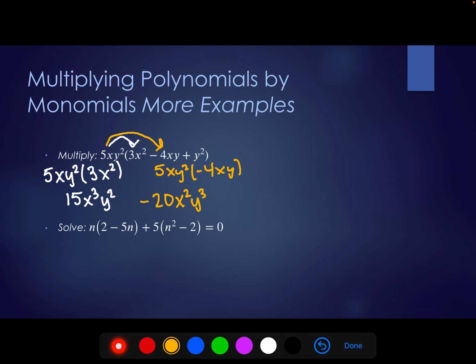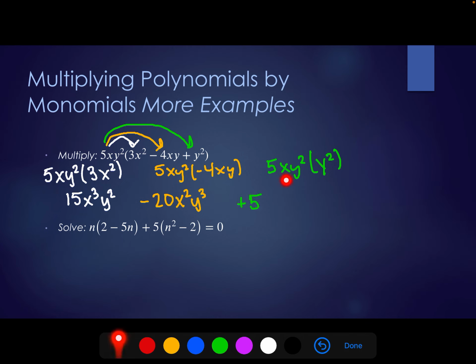So we distributed to our first two terms. Now we have one more. So we have to do 5xy squared times y squared. Well, our only coefficient is 5. The coefficient of this y squared is technically 1. So that's going to stay a 5. And it's also a positive 5, so we'll throw a plus sign in front of it.